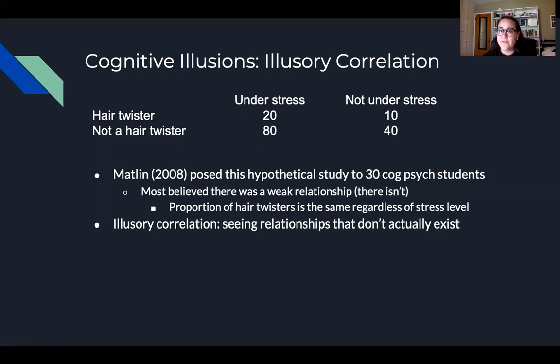We have this nice, neat construction of dichotomous variables, right? You're either under stress or not under stress. You're either a hair twister or not a hair twister. And this ease of trying to intuitively process this information, in addition to the plausibility of the relationship, influences the way that we go about thinking and making decisions.